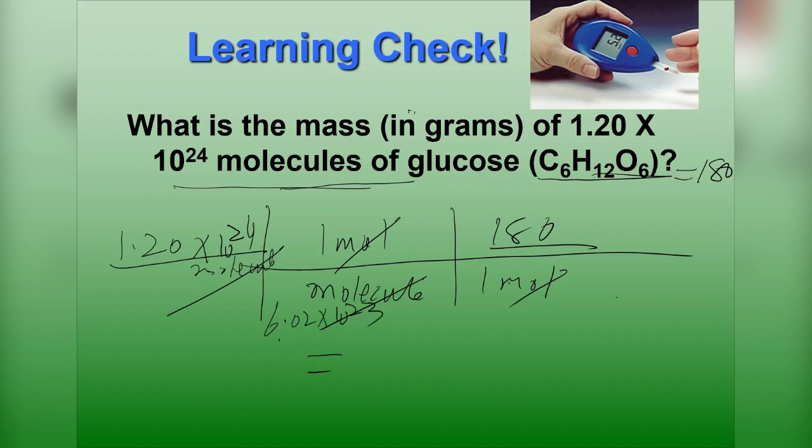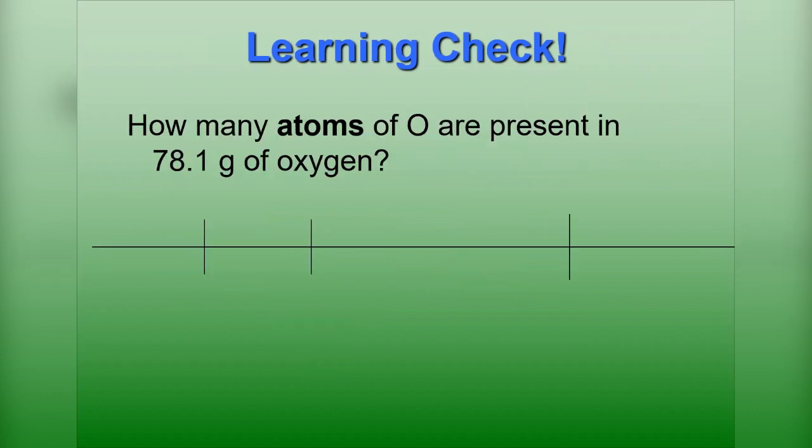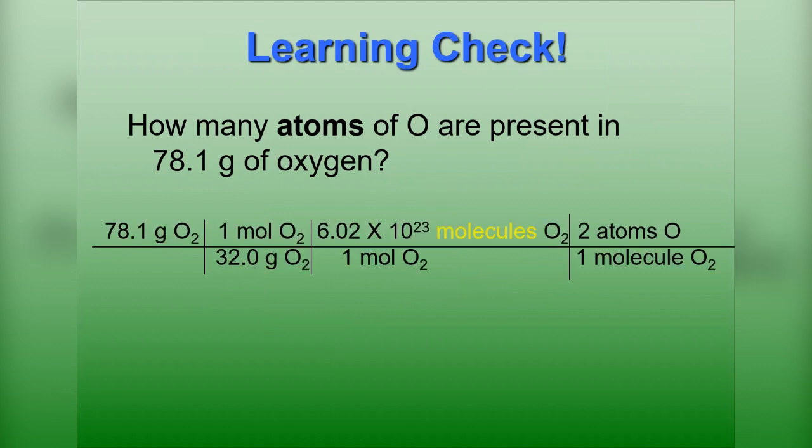Okay, let's move on. How many atoms of O are present in 78.1 grams? So start from 78.1 grams and then the gram unit at the bottom, 1 mole, then molecules and then atoms. See, we always go through moles. So the answer is there.